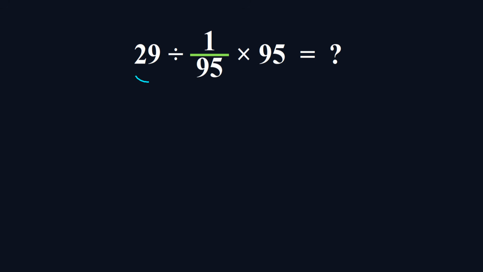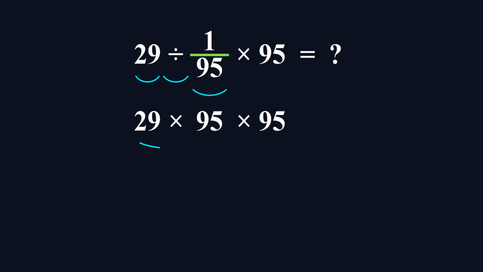29 divided by 1 over 95. To do this division, write down the 29, change the division to multiplication, and flip this fraction to 95 over 1, which gives 95. And here again we have times 95.